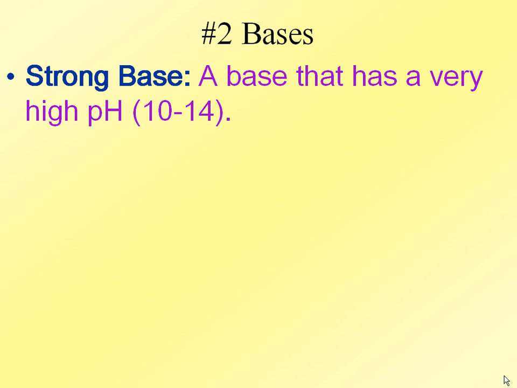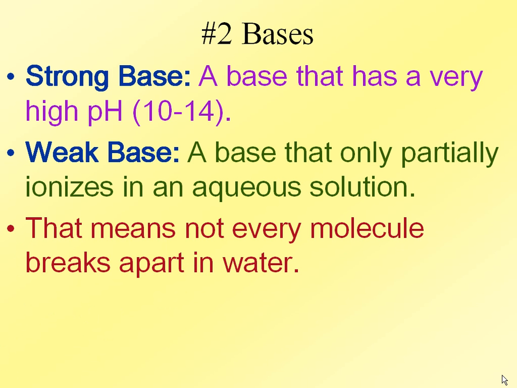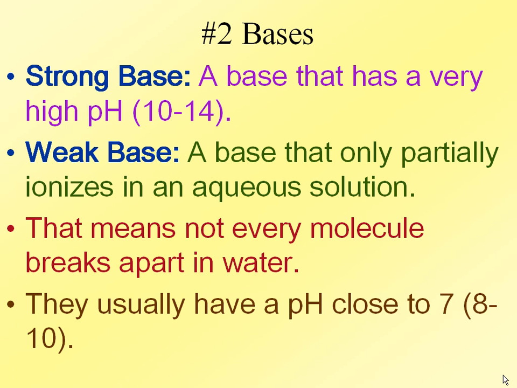Strong bases. A base that has a very high pH, ranging from 10 to 14. Weak base. A base that only partially ionizes in an aqueous solution. That means not every molecule breaks apart in water. They usually have a pH close to 7, which would be from 8 to 10 on the pH scale.